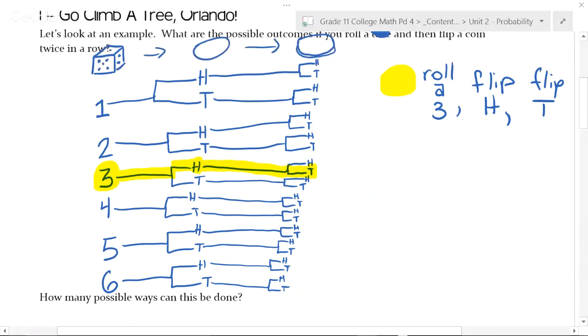I could use my green highlighter and show a different example. What if I rolled a 5, then flipped a coin and got tails, then flipped a coin and got tails again?